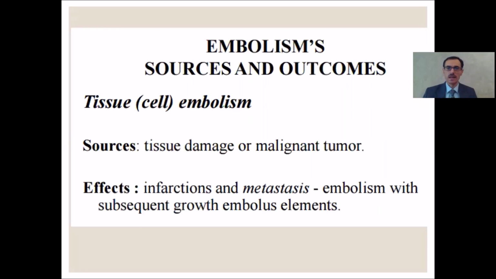So, as we said, there are some types of emboli, including tissue cell emboli. These are the malignant tumor cells that enter the blood vessels or the lymph vessels, and they circulate with the lymph or the blood. Then they go to other organs and start to develop again. So we call it metastasis. The metastasis of the malignant tumor is the tissue cell embolism.